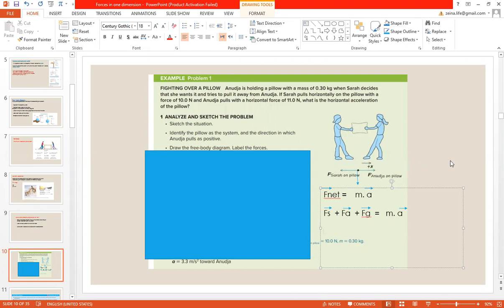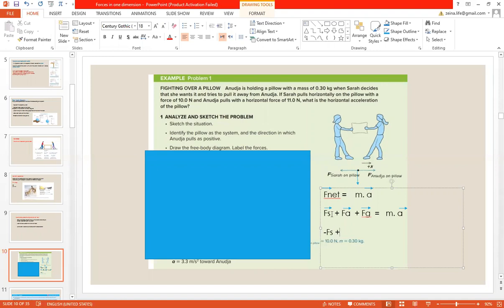So if I choose it to be to the right, F Sarah, the force of Sarah, what do you think? Where is Sarah pulling the pillow? Sarah is actually pulling the pillow to the left, right? Is it positive or negative? It's to the left, and the positive direction is to the right. So it's negative, right? Negative F Sarah. Now when we put negative and positive directions, we remove the vectors, okay?